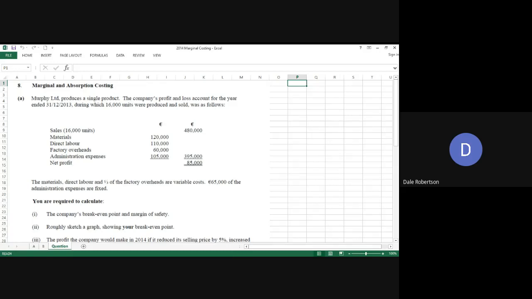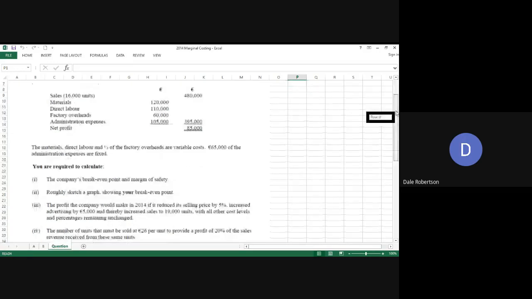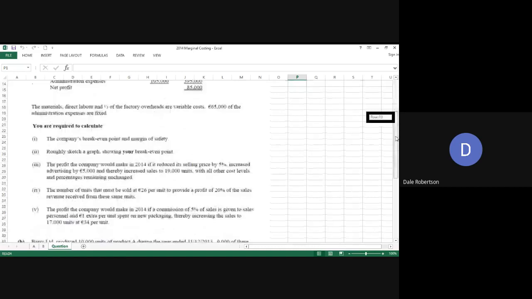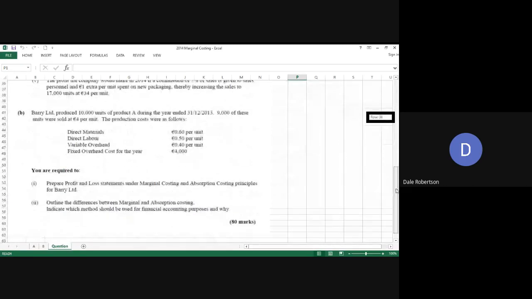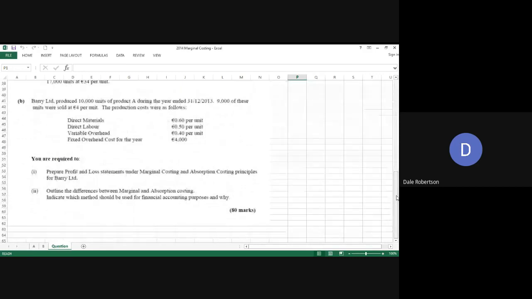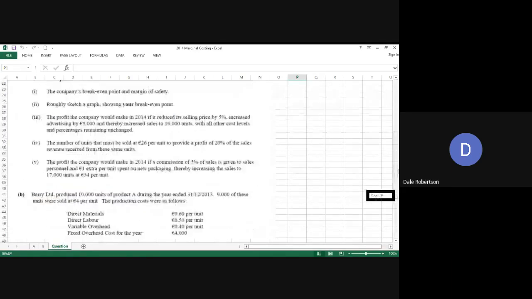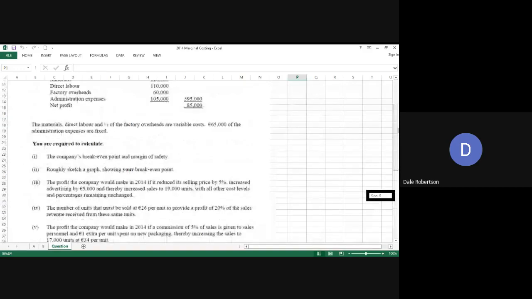And then part B is a completely separate question. It is to do with a company called Barry Limited, and this is something which was asked in the year 2006. It was asked again in the year 2014, and it's been seen in several mock exams as well. So we'll do that afterwards. But let's first off look back and look at the question 2014, question 8A.